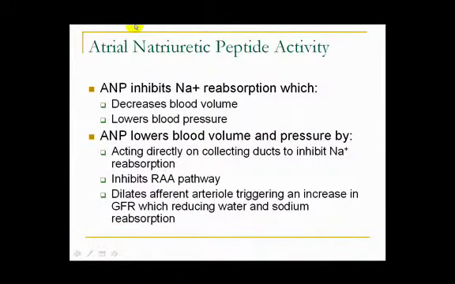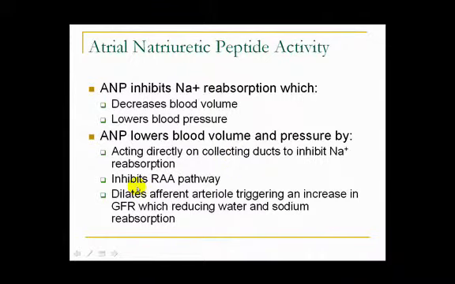Now, if aldosterone causes reabsorption of sodium, there's another hormone that will inhibit sodium reabsorption. We learned about this before, the atrial natriuretic peptide. ANP is released from the atria when blood pressure is too high. So if blood pressure is too high, you want to lower blood pressure and blood volume. And one way you can do that is to inhibit sodium reabsorption. So how ANP works is it acts directly on the collecting ducts to inhibit sodium reabsorption.